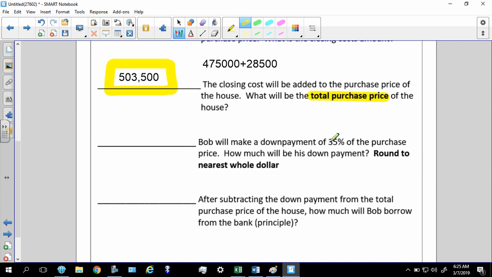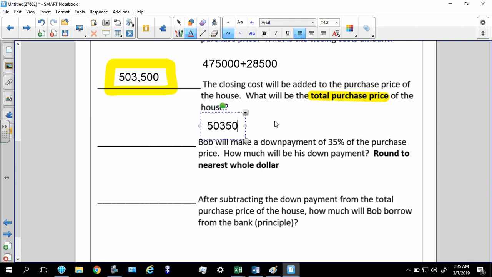So Bob will make a down payment of 35% of the purchase price. The new purchase price was $503,500. I'm going to times that by 0.35. And when I do that, I get a down payment of $176,225.